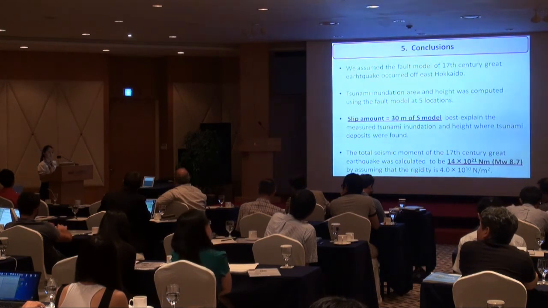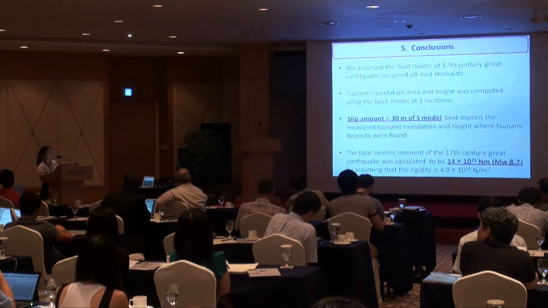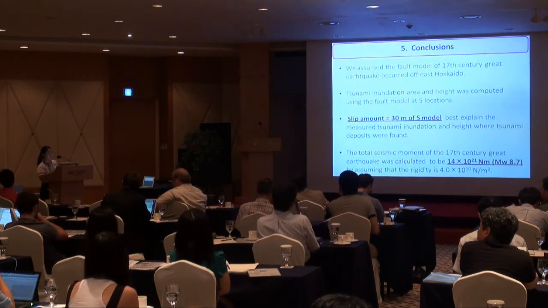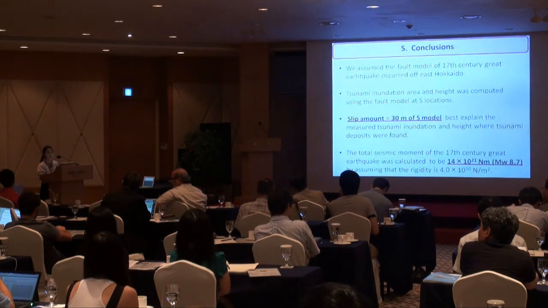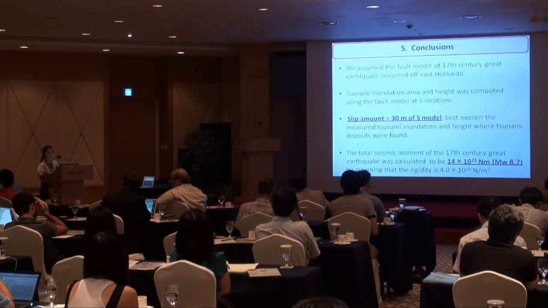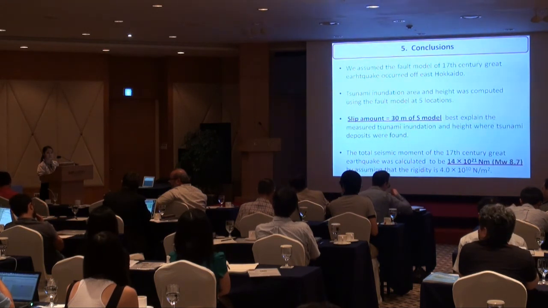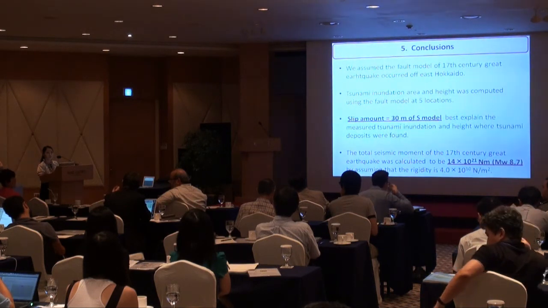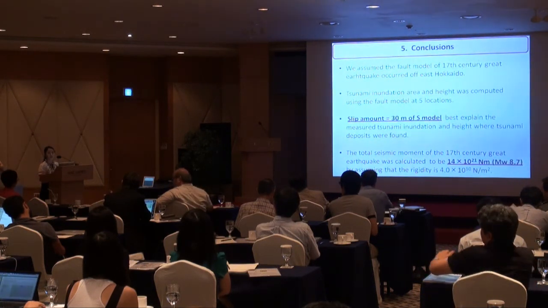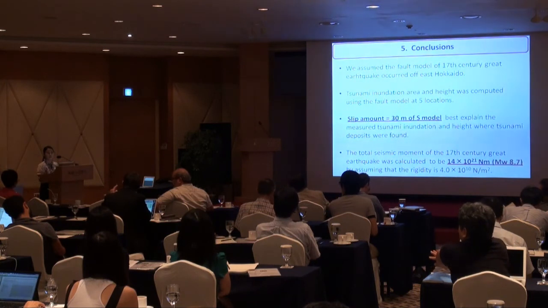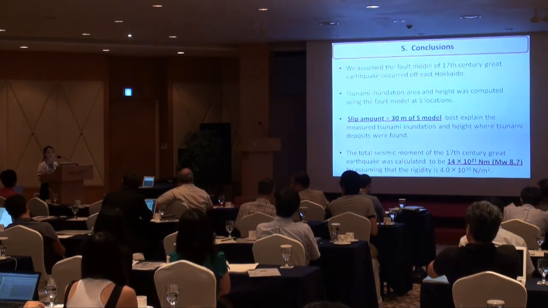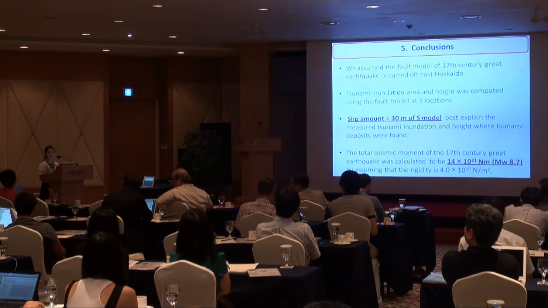Comparing with the 1933 Sanriku earthquake, the width is almost the same, 15 kilometers, but the length is a little smaller. The 1933 earthquake has a much higher stress drop because it's intraplate, so you can get an aspect ratio which is much sharper. Perhaps this is another model to consider.